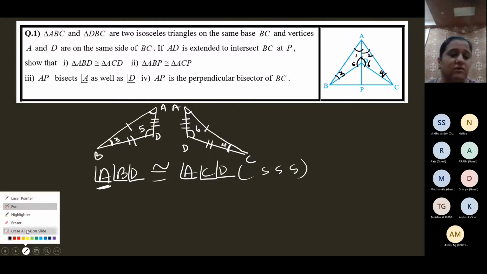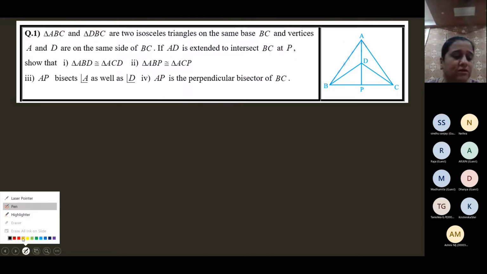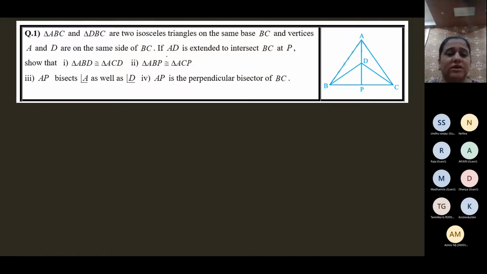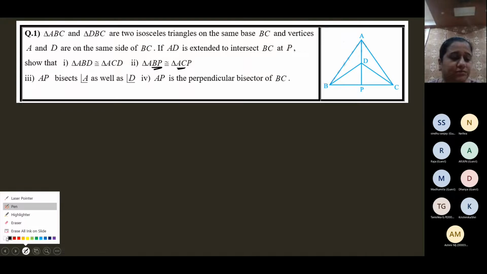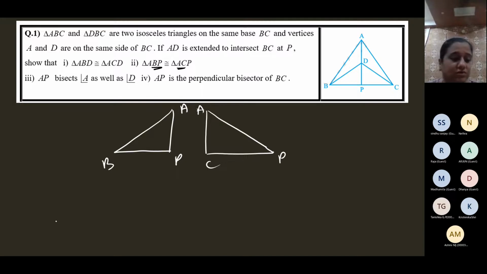All right. I think it should be clear to some of them who did not understand it earlier. Now, next one, we'll have to show that ABP is congruent to ACP. So let's draw them. ABP, the full triangle. See the main figure. ACP.